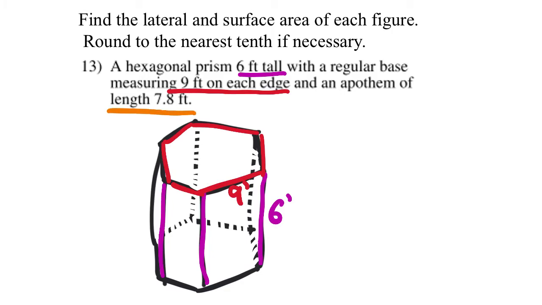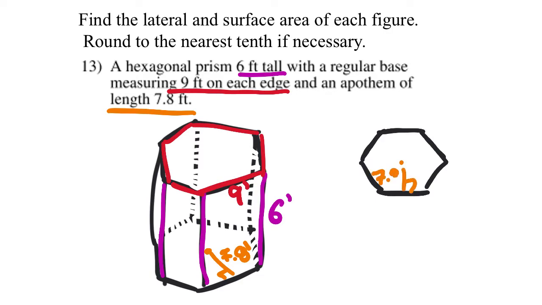And then we have an apothem at 7.8 feet. Again, that goes from the center to the edge at 90 degrees. That length is 7.8 feet along there. Having drawn this, hopefully this will help us figure out the rest of it. If I'm looking at a six-sided hexagon like this, we can put the apothem on this at 7.8 feet. And again, we do know that each of the edges is 9 feet, like this.